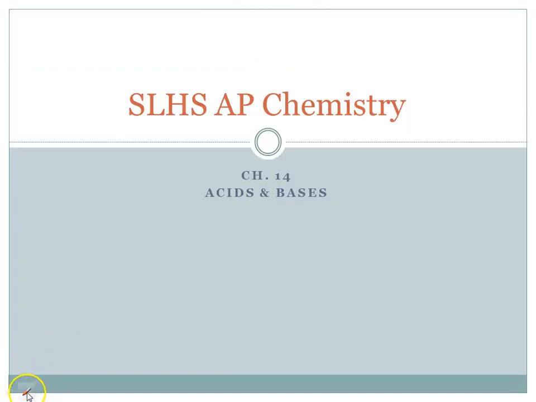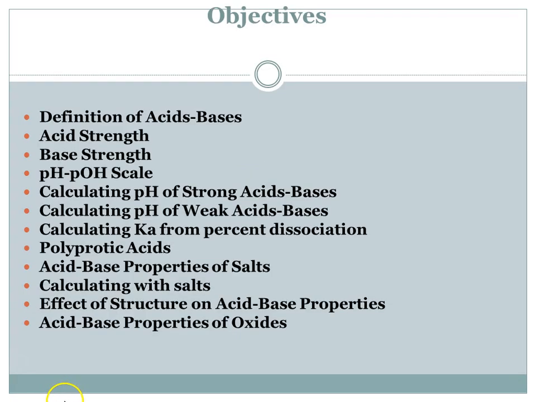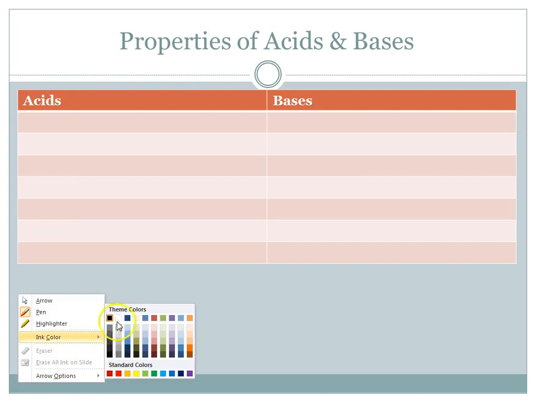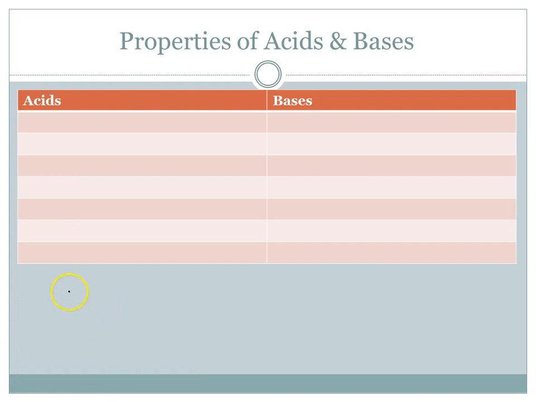Hello! We're going to be looking at Chapter 14 in these next few videos, which is all about acids and bases. So here are the various objectives that we'll be meeting by the time we're done going through Chapter 14, talking about what acids and bases are, how you calculate pH and pOH, and even what that means. Moving into Ka, we'll be talking about acid-base properties with salts and some various trends that we see with strengths of acids. So first let's do a quick review of some of the different properties of acids and bases.